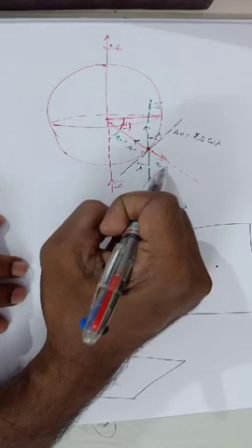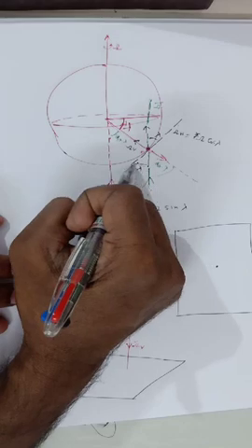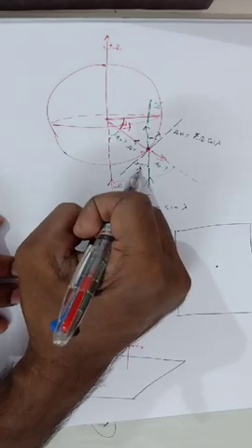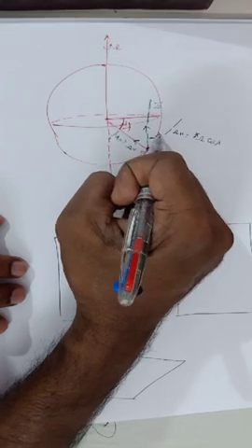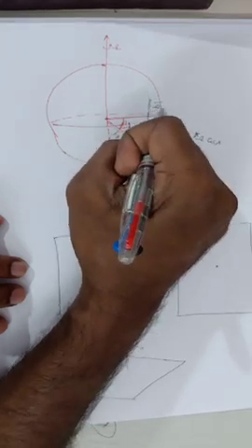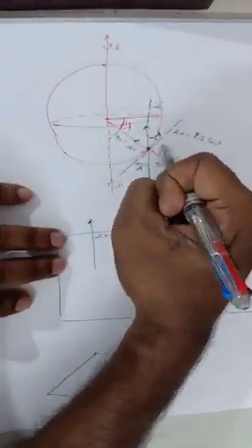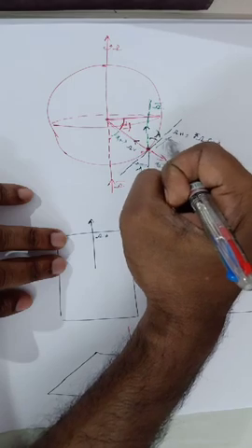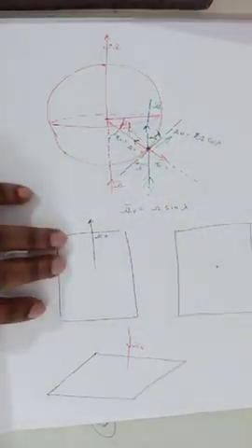Now if this angle is 90 minus lambda, what about this angle? It is lambda. So this angle also will be lambda. Omega is in this direction. So we can split this omega into two components, one horizontal to the surface and one vertical to the surface.